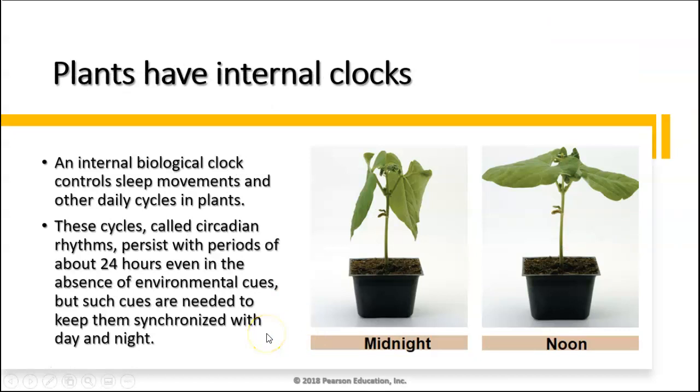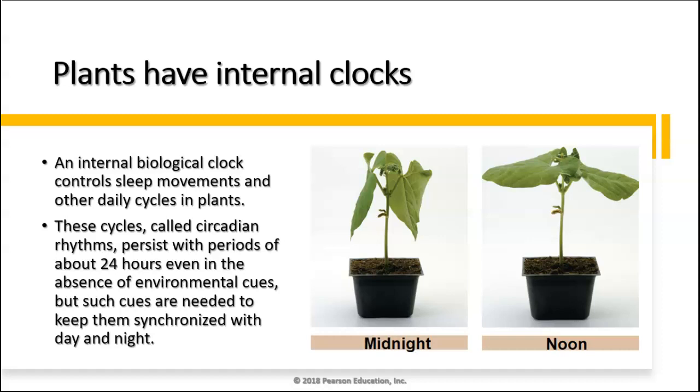There are also internal clocks in plants, believe it or not. They have a kind of biological clock, sort of like we do, that controls movements and other daily cycles in plants. These are called circadian rhythms. Circadian comes from Latin words circa, which means round, and dia, which means day. So they have periods of about 24 hours, around the day, okay?